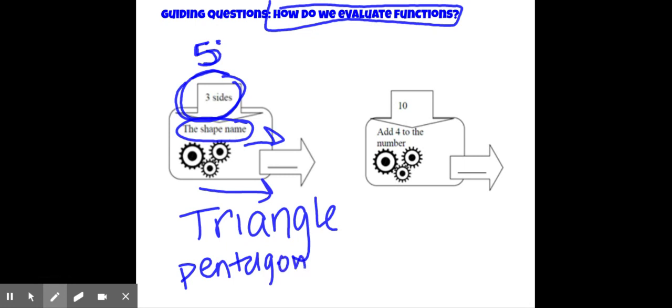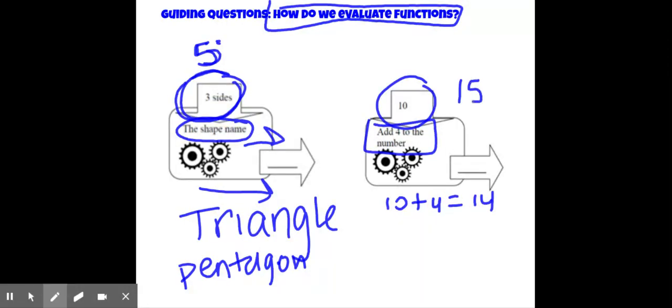Now, opposite goes over here. Now we're going to get into mathy things. If I take 10 and put it into the function machine that says add 4, what would I get as the output? Well, the output would be 10 plus 4, which is 14. Same thing would happen if I put the number 15 in. What would happen if I plug 15 into this function machine and I added 4? Well, 15 plus 4 would be 19.